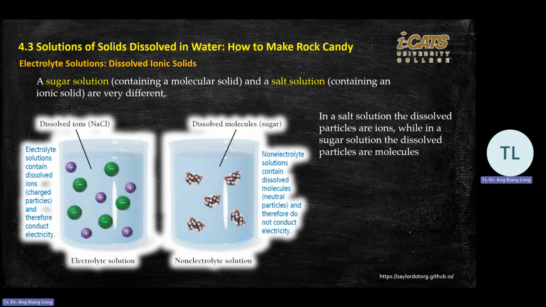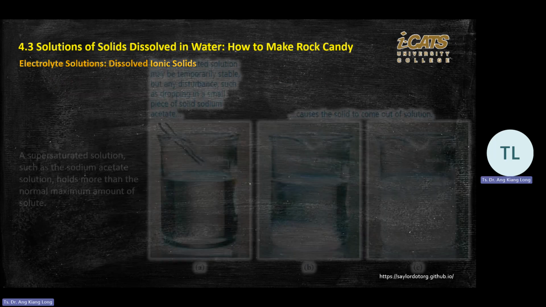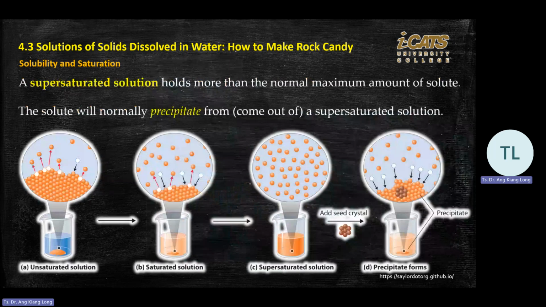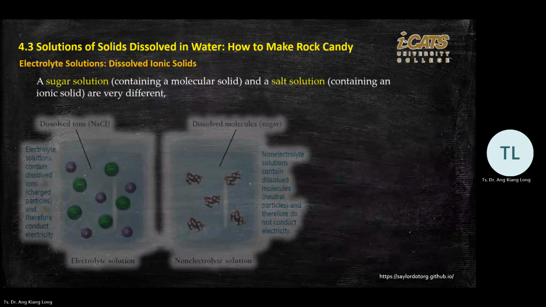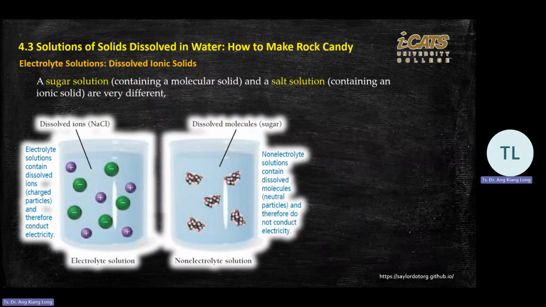Okay, electrolyte solution. So just now we had four terms: unsaturated solution, saturated solution, supersaturated, and the one after supersaturated, where you have precipitate form. Don't confuse these with electrolyte solution. Electrolyte solution only happens when you have an ionic compound.